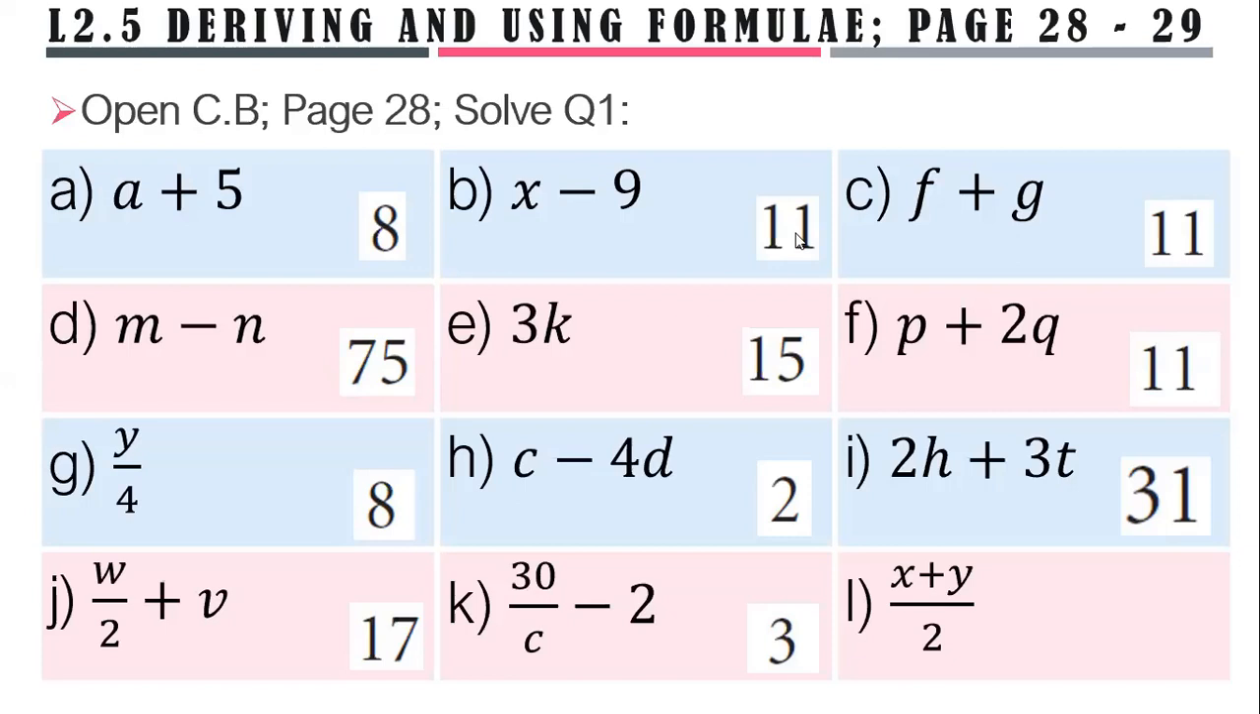Now, Khaled, the last question. X plus y divided by 2 when x equals 19 and y equals 11. 19 plus 11 equals 30, divided by 2, 15. Excellent job. Thank you very much, Ya Khaled. So this is the first part of the lesson, which is just replacing the values.